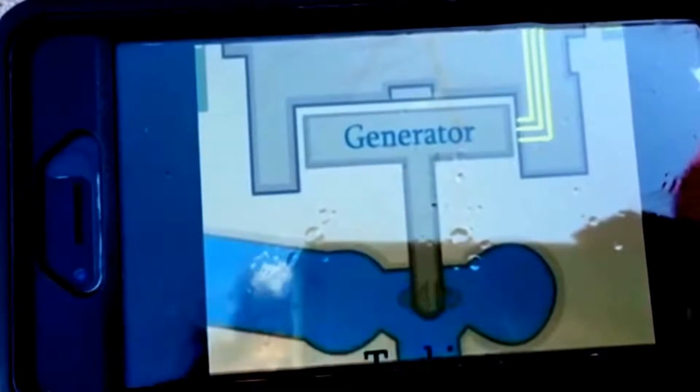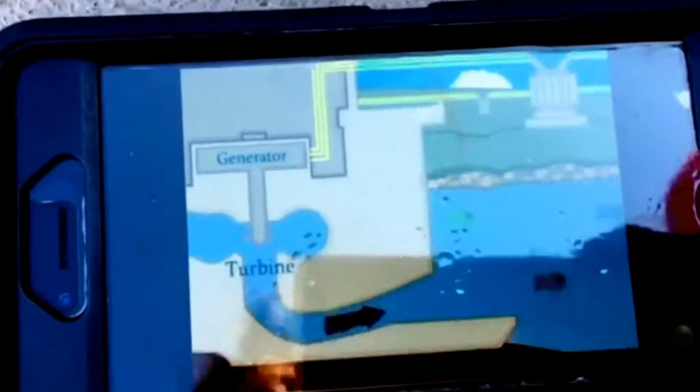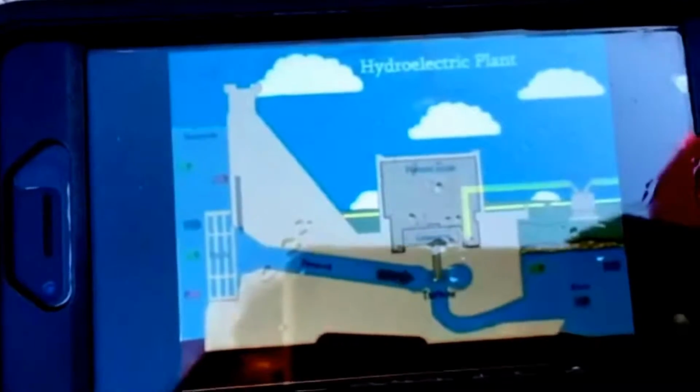Now the generator is located in a powerhouse which houses a bunch of other generators. Power lines are connected directly to the generator to give direct feeds to homes and businesses. After the water leaves the turbine, it'll flow back into the river. This is known as a renewable source.